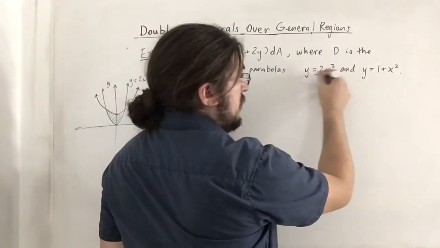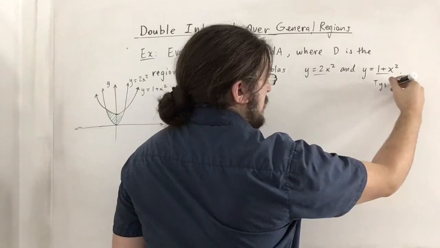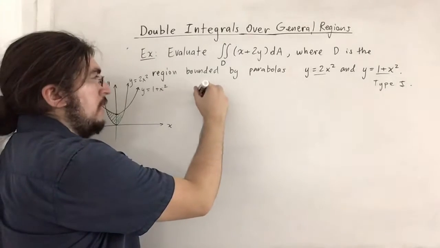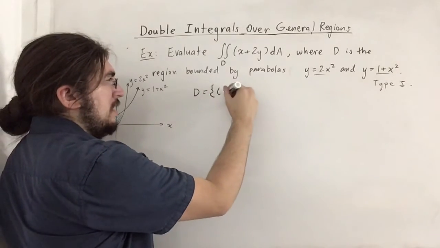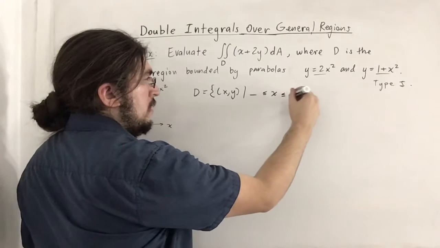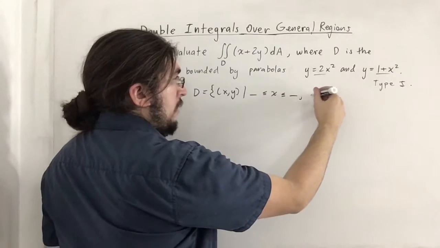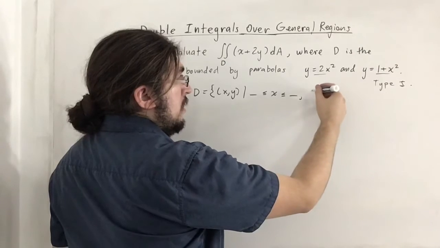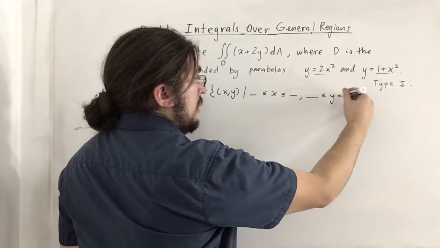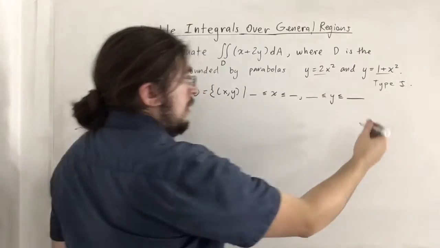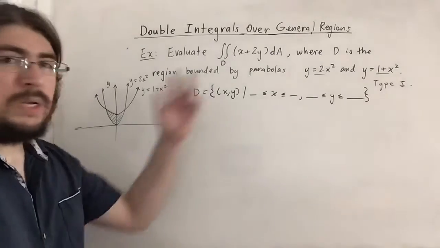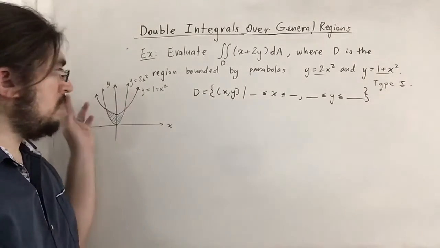The fact that these are functions in terms of x implies that this is type 1. But remember that for type 1, we want our domain to be of the form, the set of x, y points, where x is in between certain values, and y is in between certain functions. So here y will be in between 2x squared and 1 plus x squared, but still the order is kind of fuzzy.